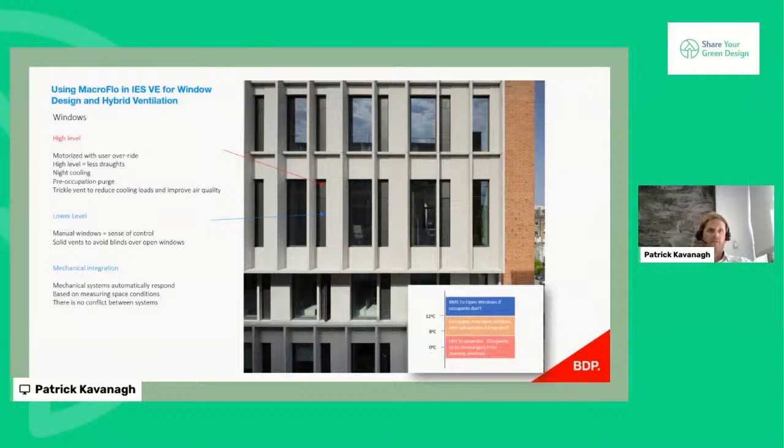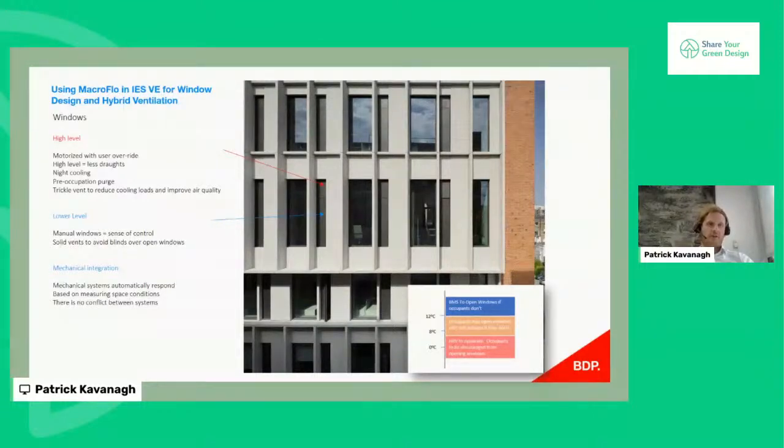So at high level, what we have is motorized louvers with user override. There are switches on the wall that a user can use to open or close them if they wish. High level also means there are fewer drafts, so these can be open more often. It's less likely, during that medium temperature, that occupants are going to close them. It allows for secure night cooling, so you don't have a large openable section open in the middle of the night from a security perspective, but you can open it if conditions are favorable and you want that free night cooling to cool down your building and your slabs.